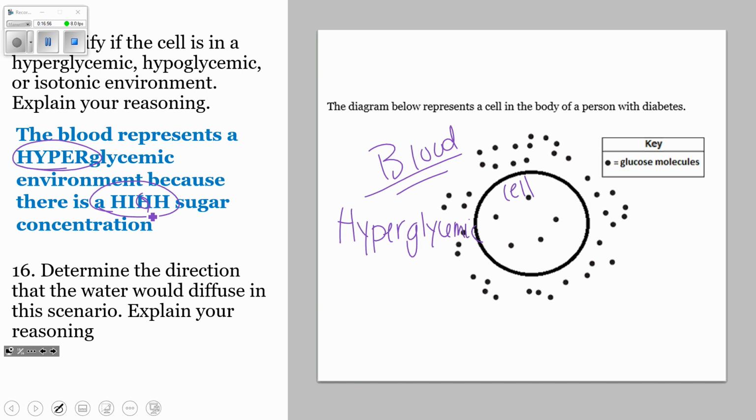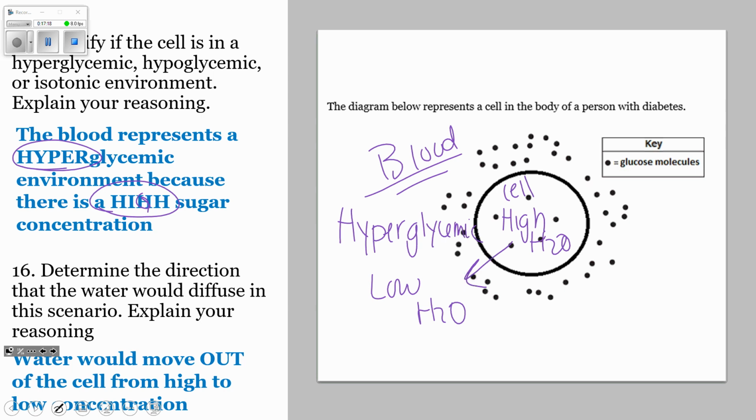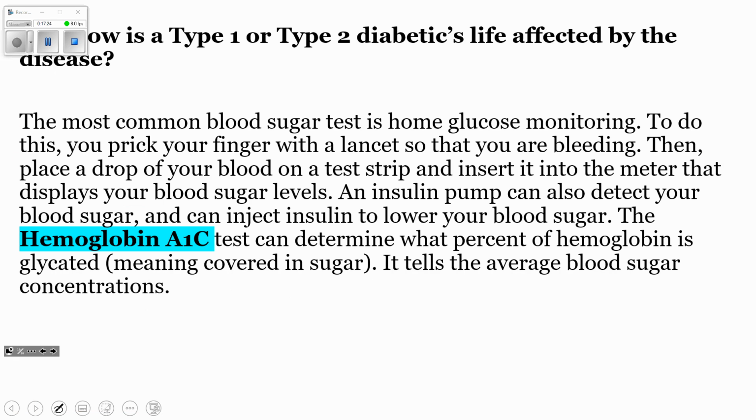Which way will the water move? Water is always going to move from high to low. We're not looking at the sugar content, we're looking at the water content. So here, this is actually inside of the cell, has a high water concentration. Outside of the cell is going to be considered the low. Because of that, that water is going to diffuse out of the cell. So water would diffuse out because it's moving or diffusing from that high to low concentration.